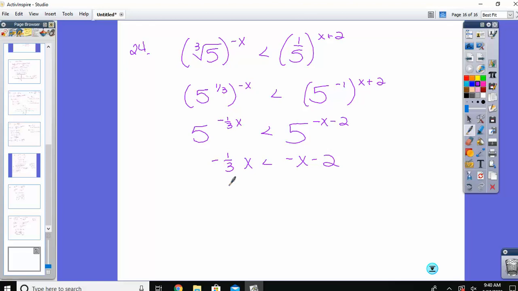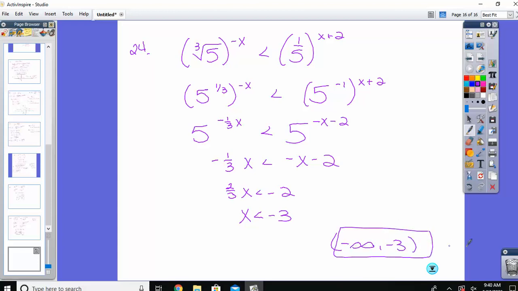So if I add my x over, divide by 2/3, we get x is less than negative 3. Technically, since it's an inequality, I could write interval notation. Less than negative 3, because everything's smaller, so it would be negative infinity to negative 3.